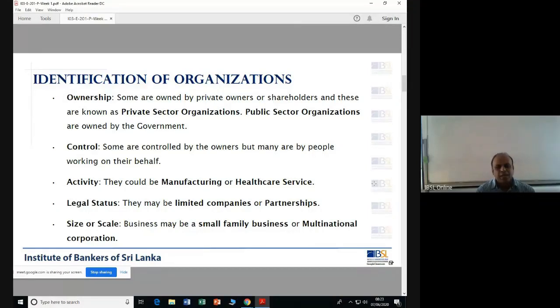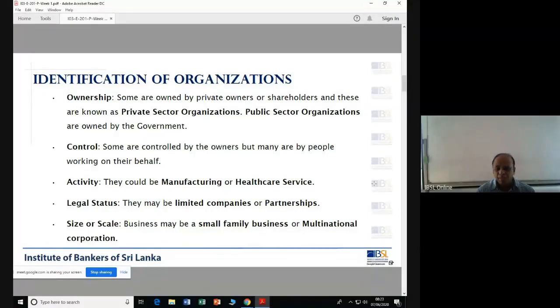And the next criteria is the size or scale of the business. So the businesses may fall into different categories. For example, there could be a business which was set up by a family. We call them family-owned businesses, where the father or the grandfather would have set up the business, and subsequently the father running the business, and then the children running the business, and it goes on as it is. So the business is evolving around a family, where we call it small family businesses.